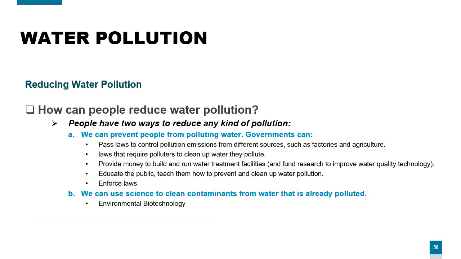Okay? So how can people reduce water pollution? So, people have two ways to reduce any kinds of pollution. First, we can prevent people from polluting water. So, government can pass law to control pollution emission from different sources such as factories and agriculture. Now, nare-regulate ba yan ng government? Of course, ang government natin kailangan ng mga factories or agriculture in order to sustain any needs of the people.